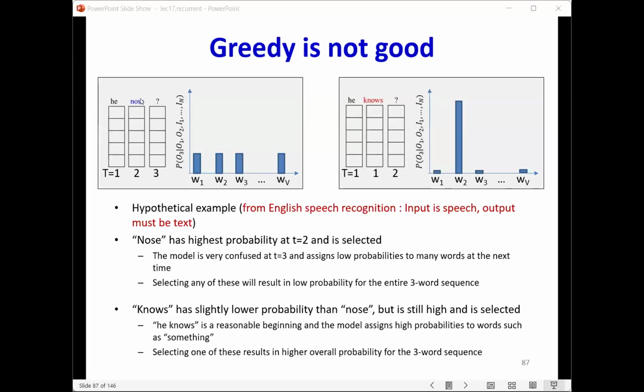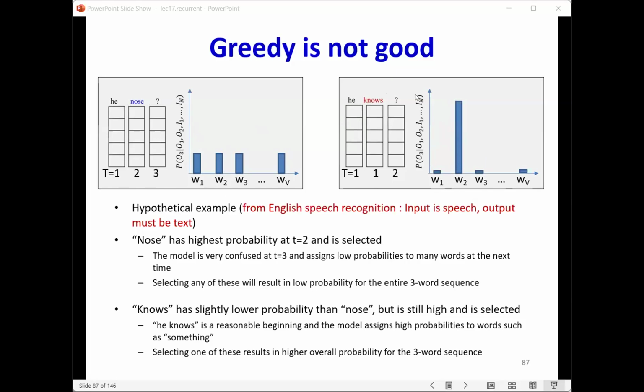So when the model tries to see what the next word could be, it's confused, and it's going to assign somewhat flat and low probabilities to all words. So when you draw the third word and factor in the probability for the third word, although nose scored higher than knows, after factoring the third word, the overall probability is not going to be very high. Whereas if you had chosen knows with the K, even though it was slightly less probable than nose, because he knows is a very structured language. If you look into the future for the next word, some words will just stick out, like W2 over here.